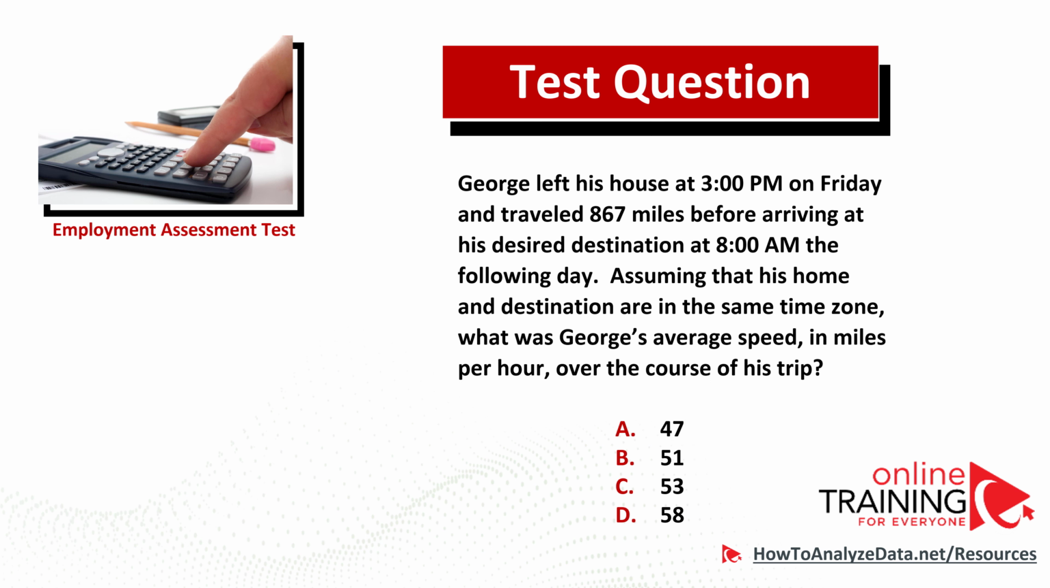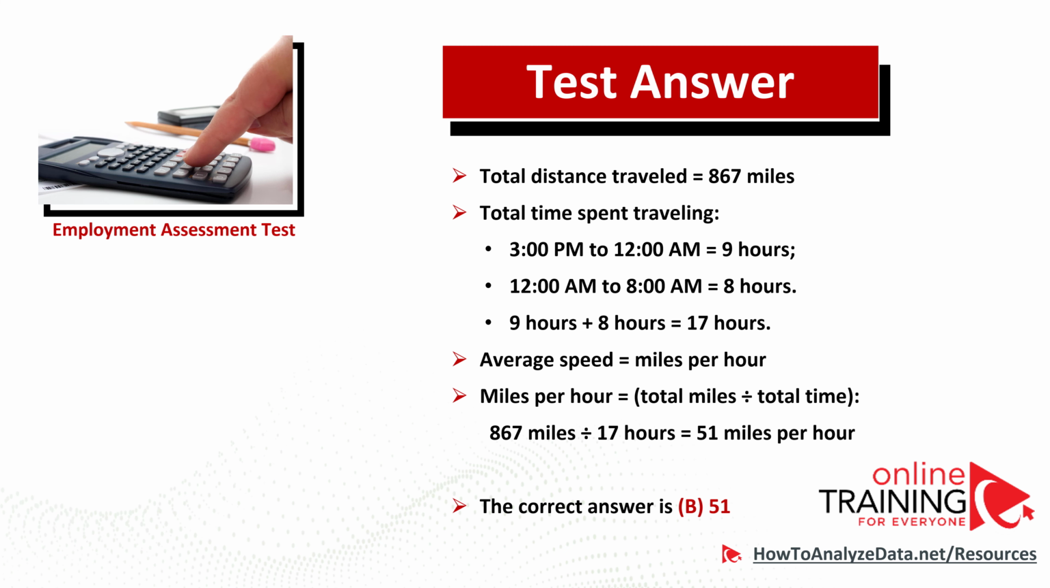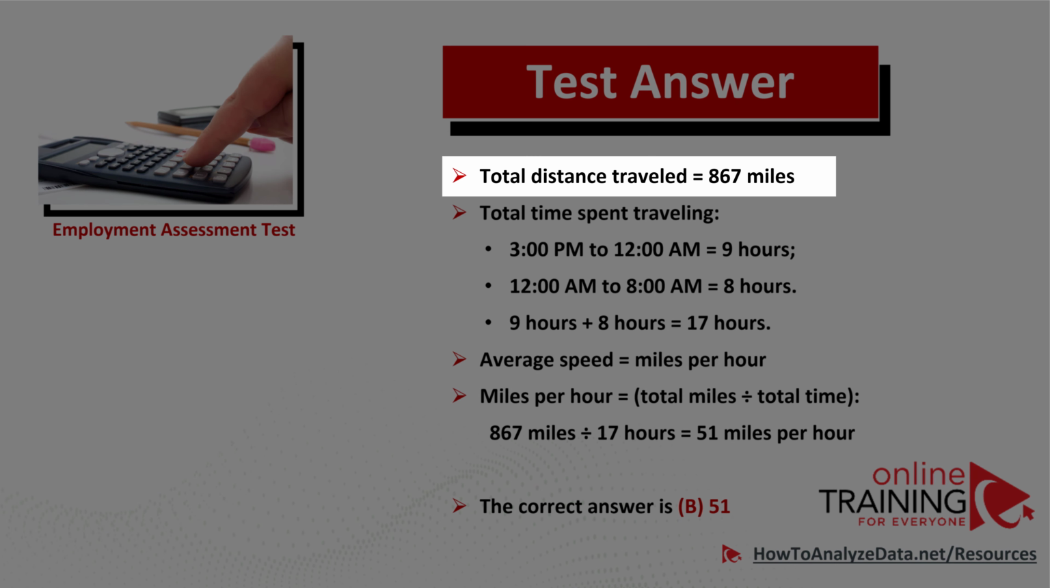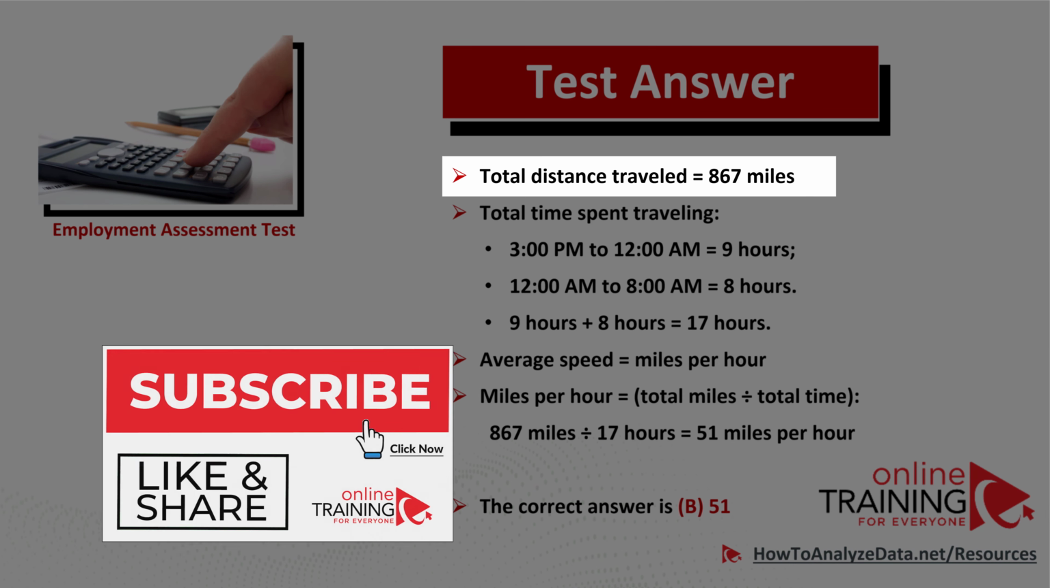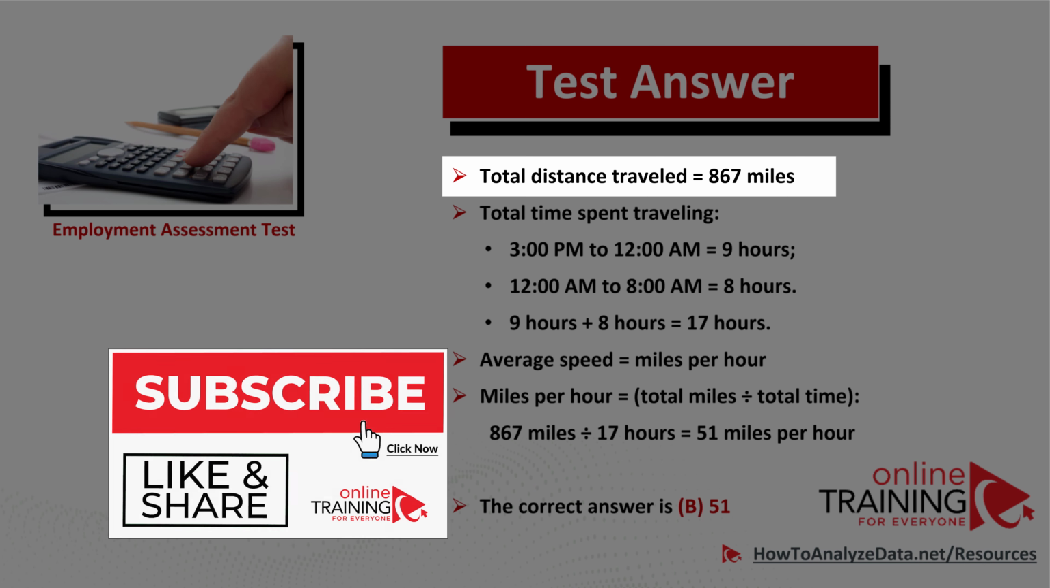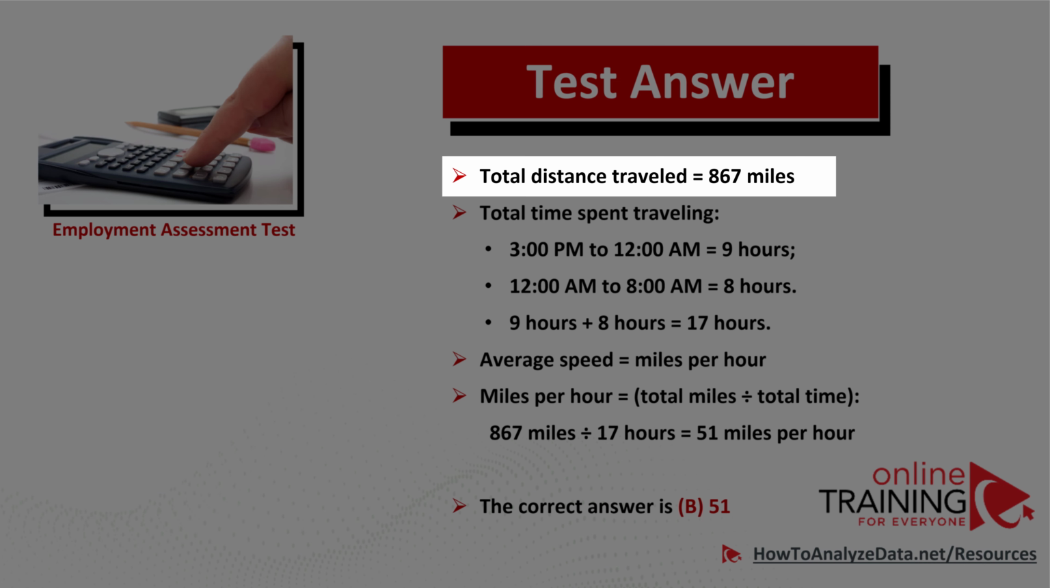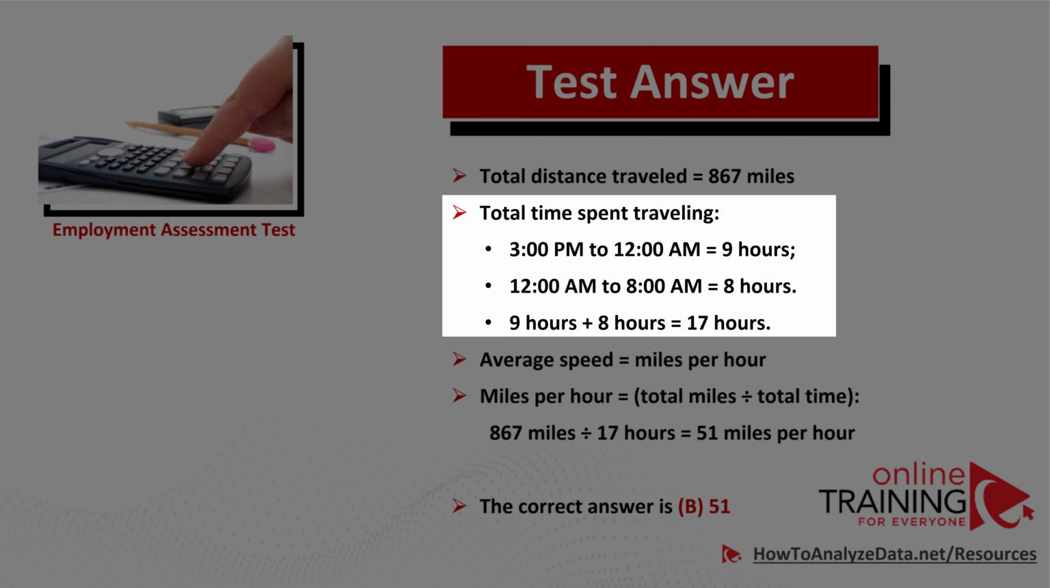And now let's go ahead and reveal the answer as we will solve this challenge together. Let's first get the facts straight to better solve this challenge. We need to get information about distance traveled, which is 867 miles, given to us as part of the problem. And now we need to calculate the total time that George spent traveling.